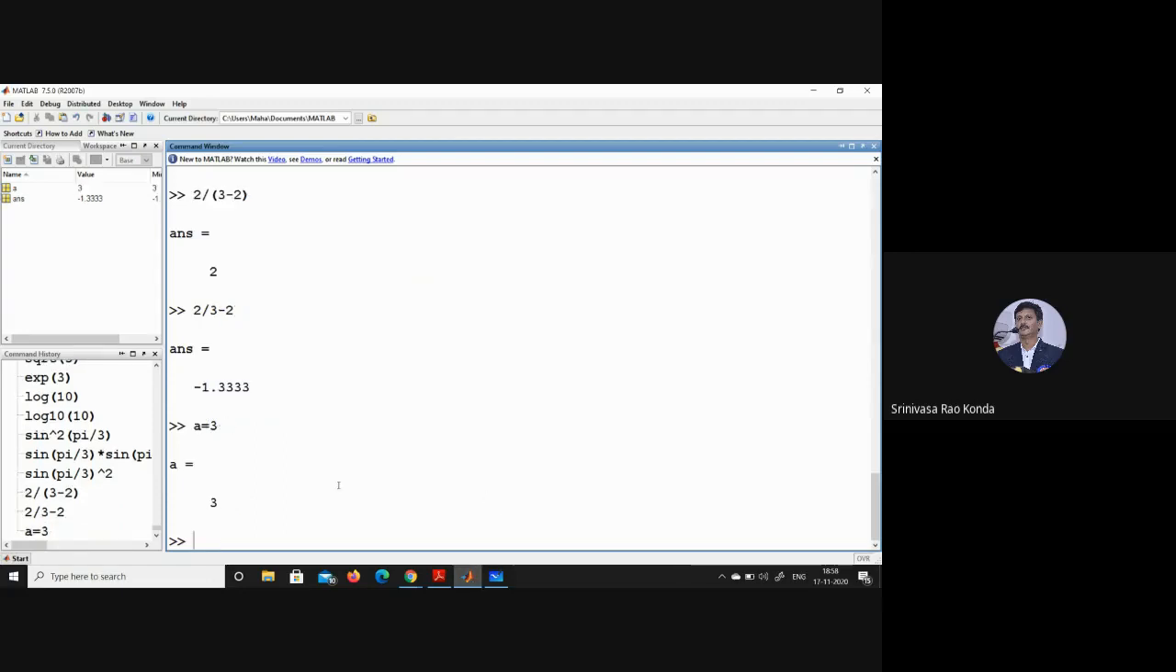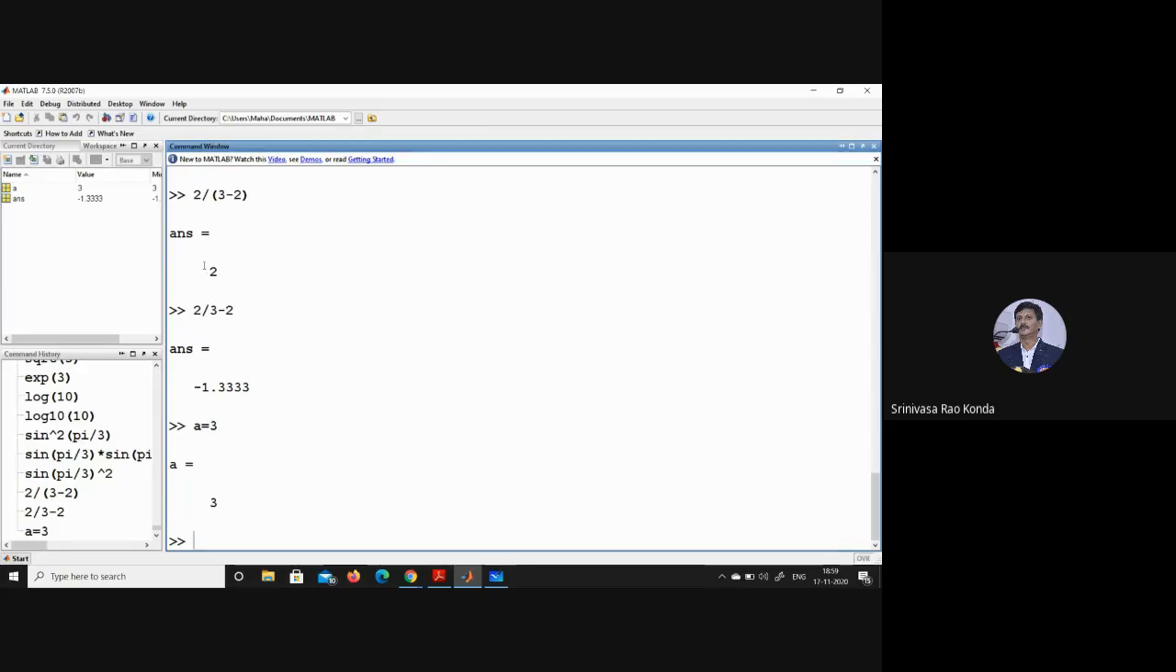A is equal to 3. You see on the left hand side, there is a window. There are so many windows here. No? There is one big window. This we named as the command window. Already the name we are using. This window name is command window.